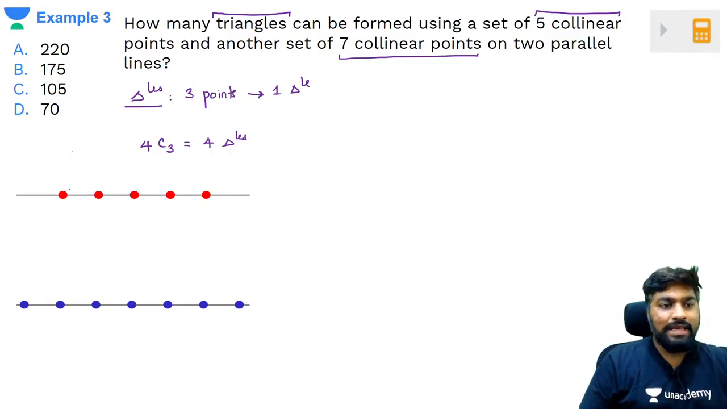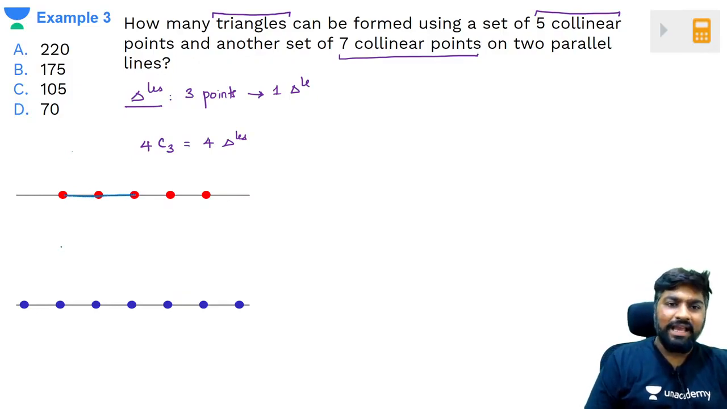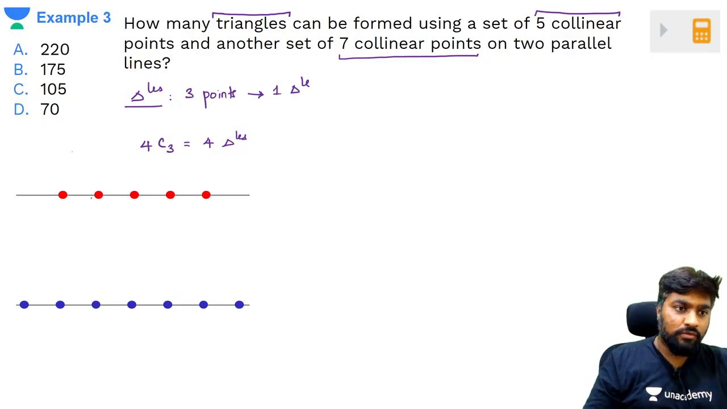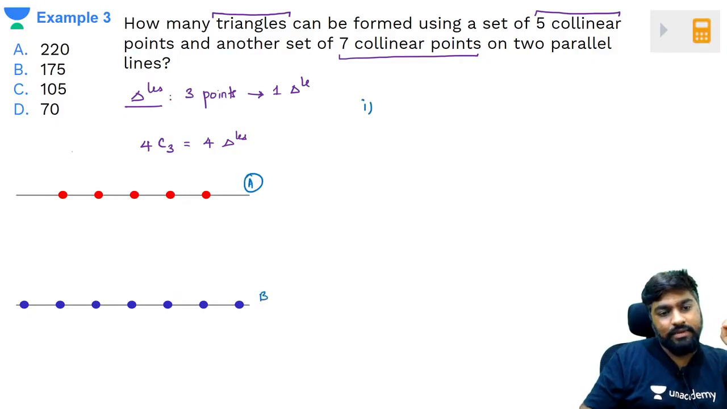So is there any way I can form a triangle using these 3 points? I can't, right? These 3 won't form a triangle. This is a set of collinear points, right? So what would we want? We would want either, so there'll be 2 cases, right? Case 1, let's call this line A, let's call this line B.